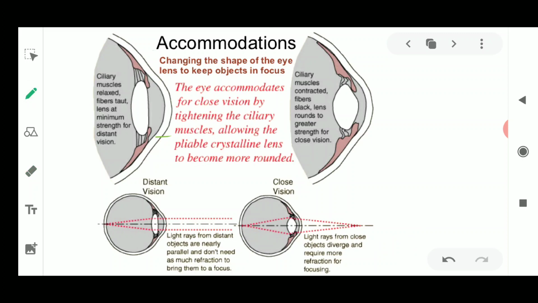Now the words accommodated and unaccommodated are both coming into the picture. When the eye is looking at a distant object, it is said to be unaccommodated. Okay, so this is unaccommodated. Why is this unaccommodated? Because the lens is in a relaxed position. There are no changes, no adjustment.